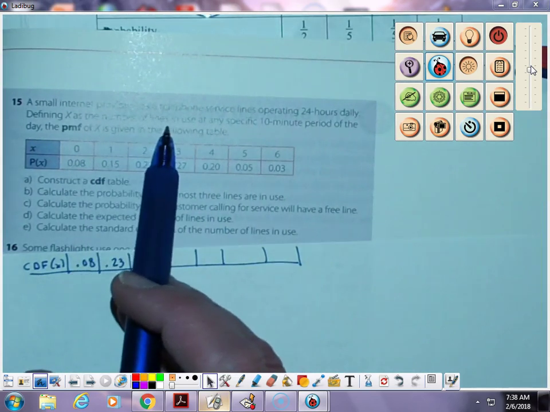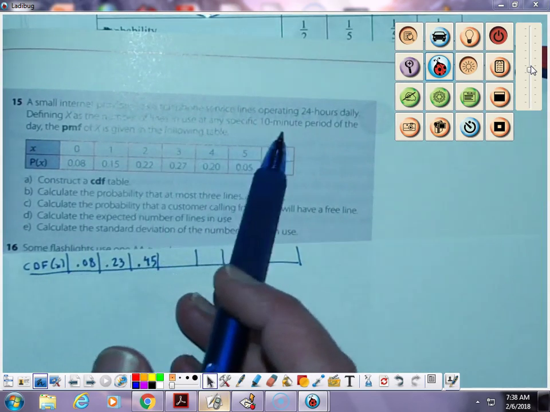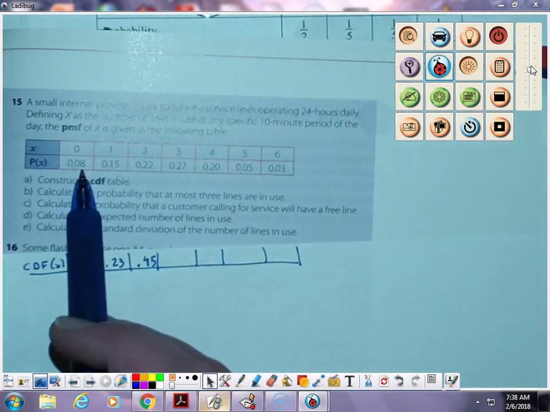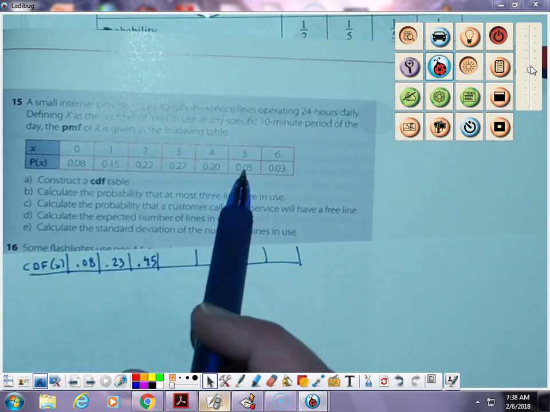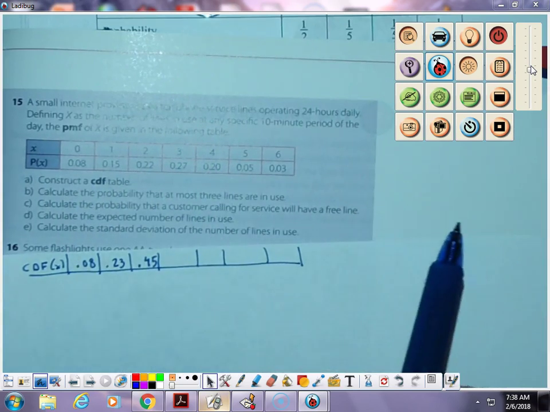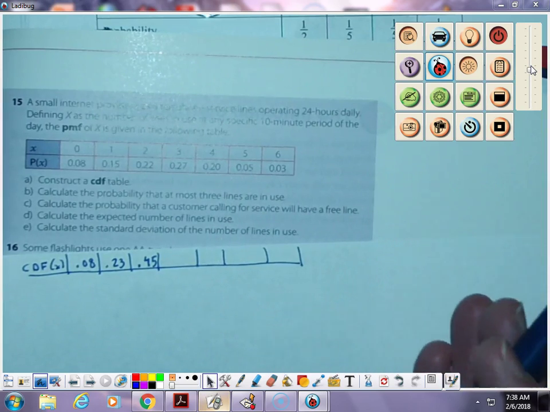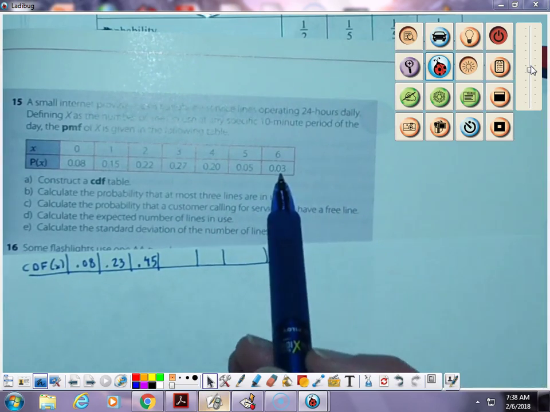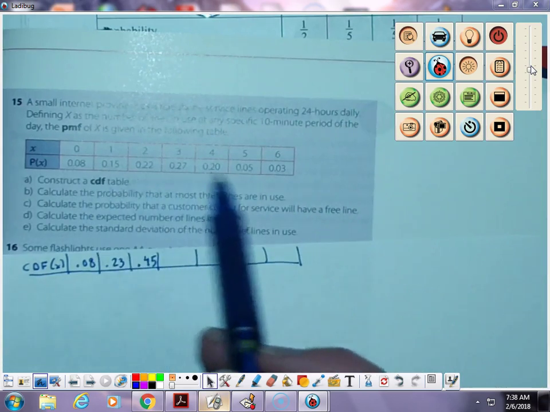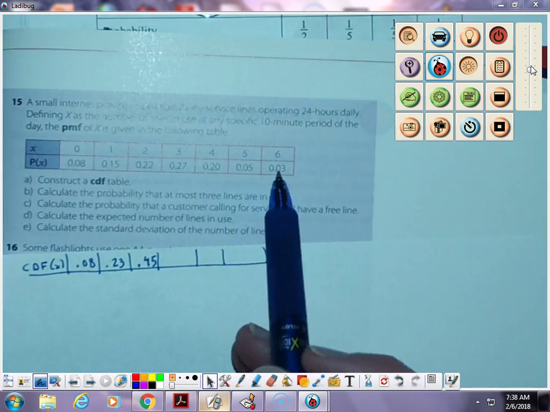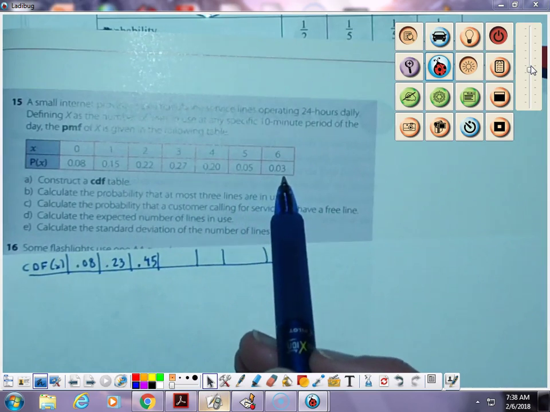Defining X as the number of lines in use. Okay, so assuming that there are 6 in use, as long as 1 is available, you'll be able to use it. So what's the probability? As long as there's 1 free, so as long as not all 6 are being used, from 0 to 5, or just 1 minus the probability that all 6 are in use.